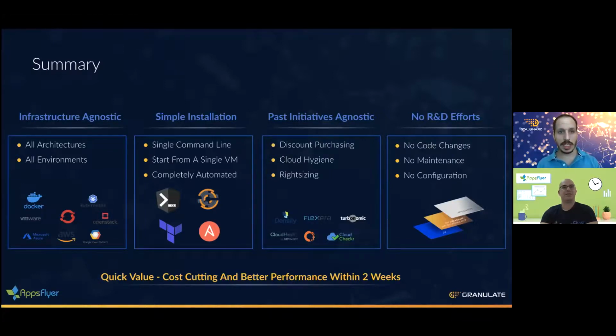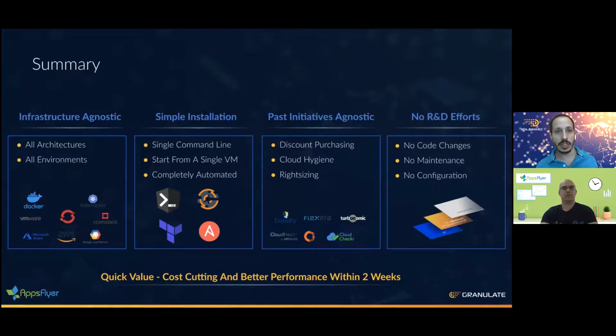So in summary, as you can see, Granulate in general just requires a Linux server, so it's pretty much agnostic to the architecture. This could be bare metal, cloud, multi-cloud, Kubernetes, and so on. It's an agent installation, so we can start with a single command line. I'll demonstrate that as we go. And anywhere between 2 to 4 VMs are required for the beginning. It's agnostic to the other initiatives.